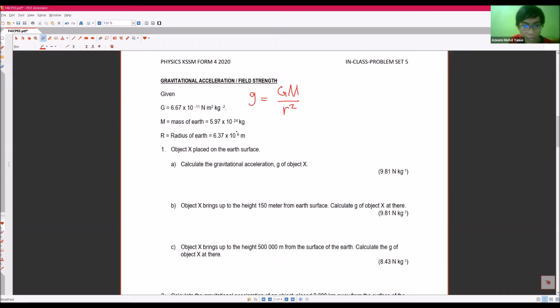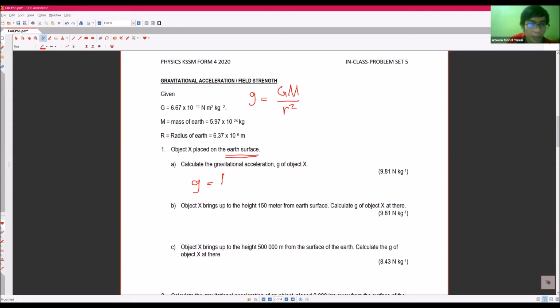Okay, object X placed on the Earth's surface. So we are on the Earth. Calculate the gravitational acceleration g of object X. So we don't need to know about the mass of object X. We just need to know the mass of the Earth.